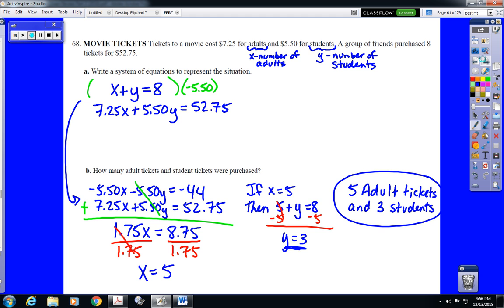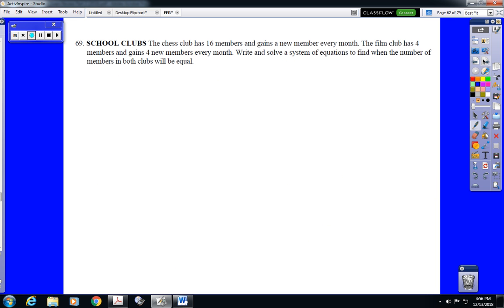All right. Number 69 is the last problem on page 13. The chess club has 16 new members and gains a new member every month. The film club has 4 members and gains 4 new members every month. Write and solve a system of equations to find when the number of members in both clubs will be equal. So this one's a little bit different.